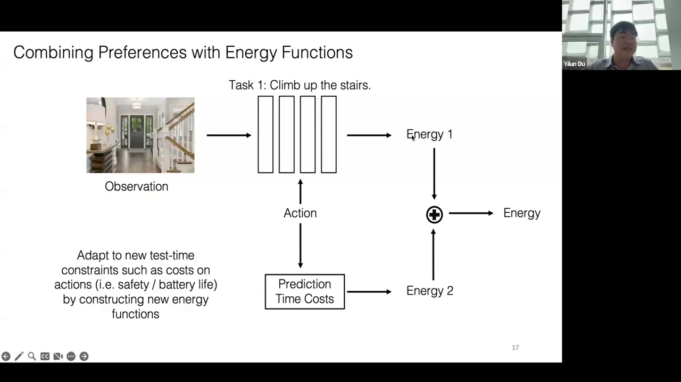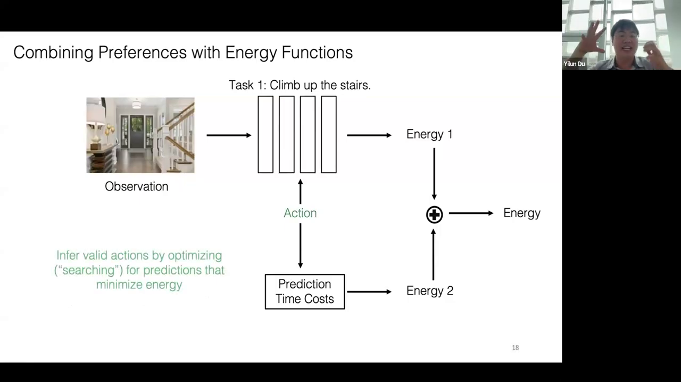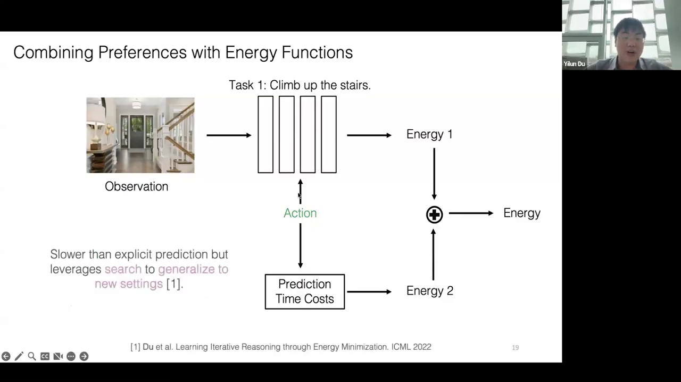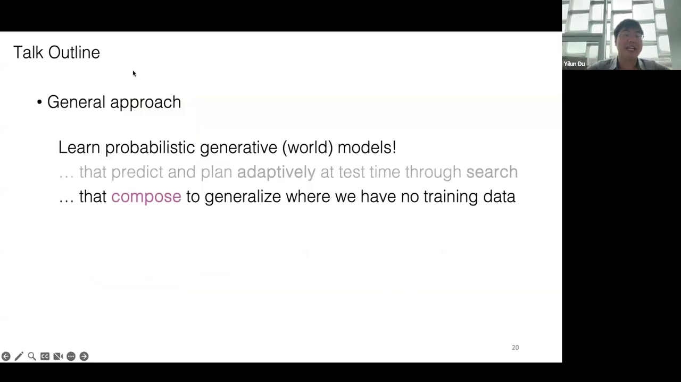And I can take the original energy function and add this new energy function to get an overall energy function over action trajectories. Now, once I have that energy function, I can infer the action to execute by simply optimizing or searching for the action that minimizes energy. So one idea is by learning probabilistic generative models over the tasks you want to do, now you can go from explicit prediction to using search optimization to find new actions that can generalize to new settings by simply adding new constraints. So that's the first idea of why probabilistic generative models might help us generalize.